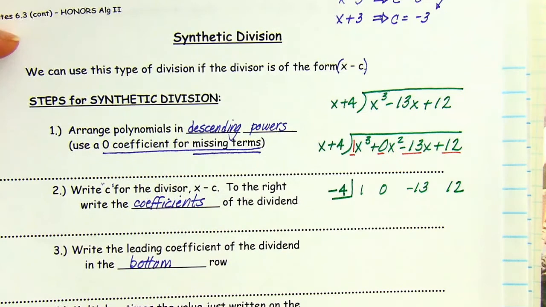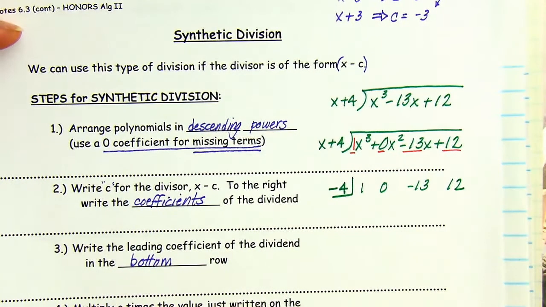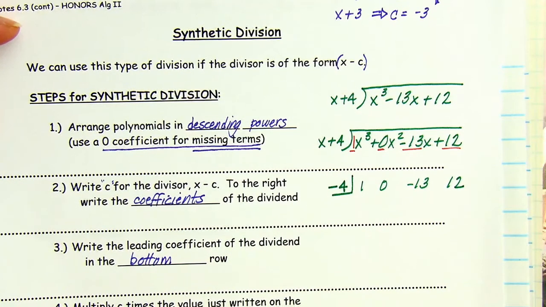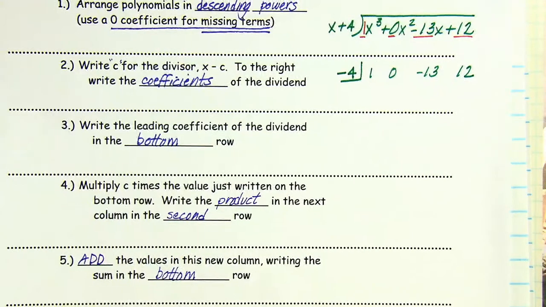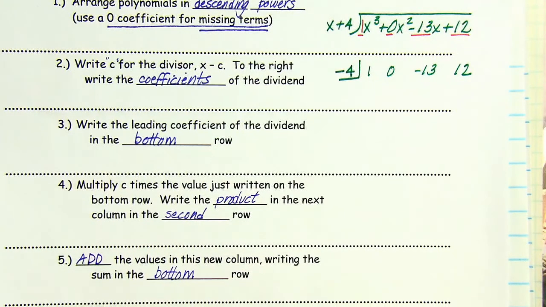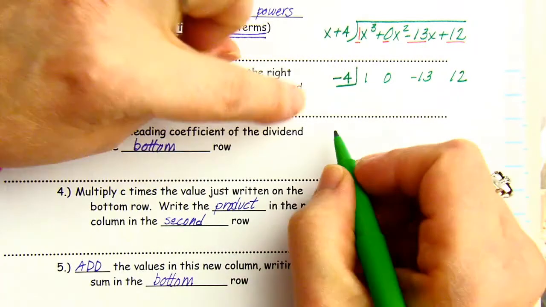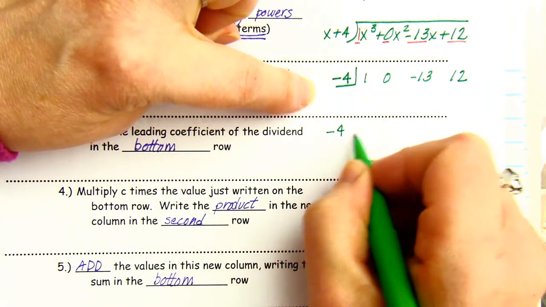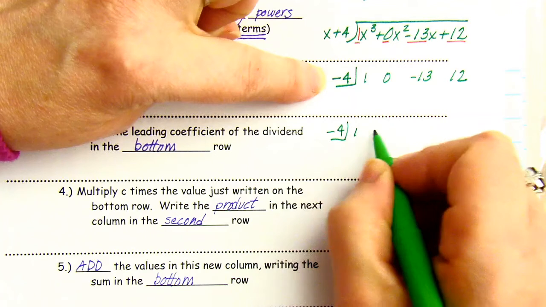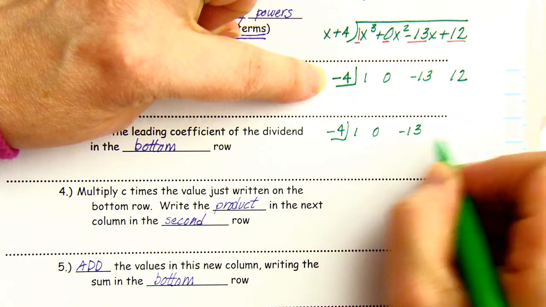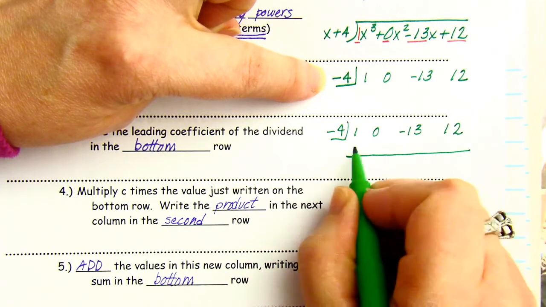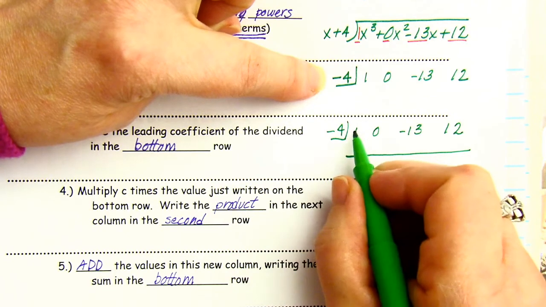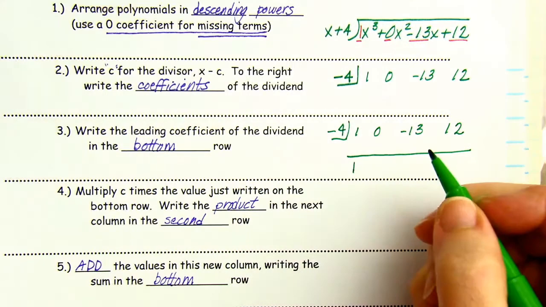Step 2. Now I'm going to do step 1 again. But when you're doing an actual problem, you only have to do it once. The next step, as this is building, it says write the leading coefficient of the dividend in the bottom row. Okay, so when you do a problem, you identify c. C is negative 4. Put it in the half box. 1, 0, negative 13, 12. Then you write a tally bar, but you leave space to create another row. And then you drop this one down into the bottom row.